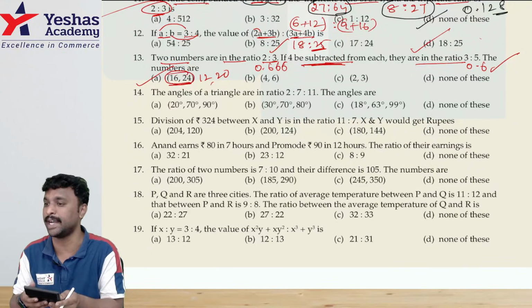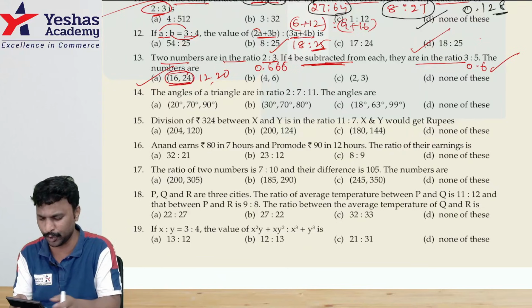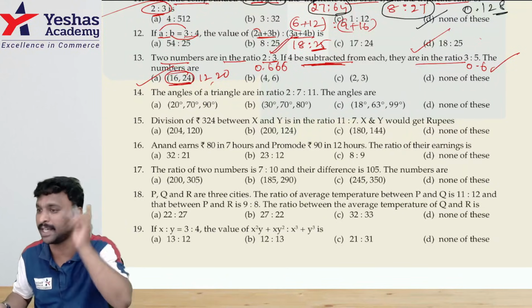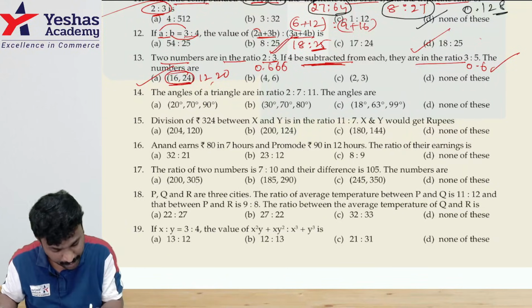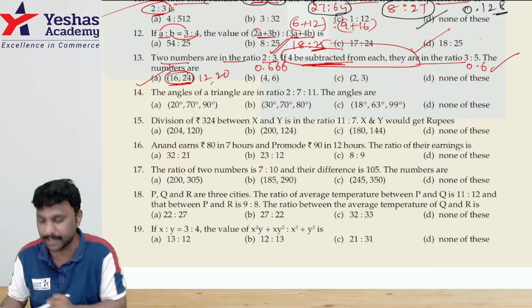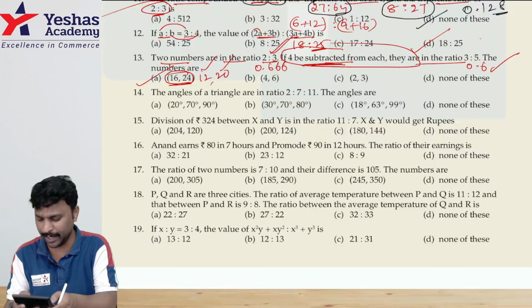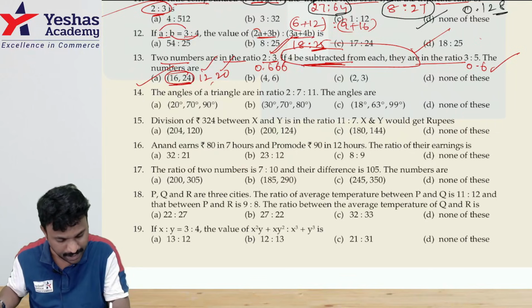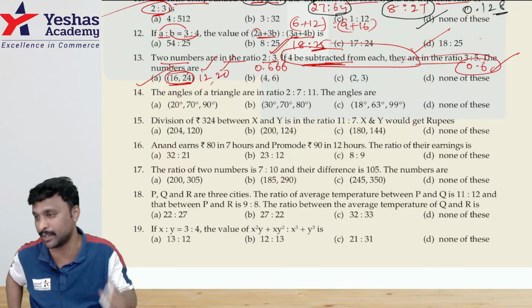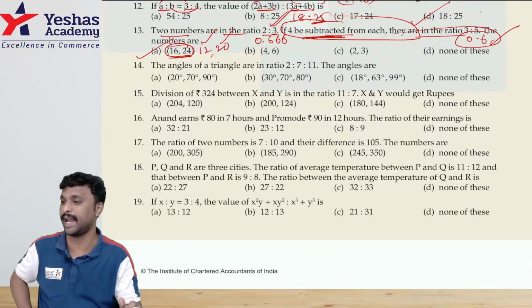Ratio of the numbers 16 and 24. So 16 divided by 24 is 0.66. The first condition is satisfied. Second condition, if 4 is subtracted from both the numbers, 16 minus 4 is 12, 24 minus 4 is 20. So 12 by 20, if you take the ratio, what is it? 12 by 20, the ratio is 0.6. Given ratio is also 0.6. So option A itself is the right answer.